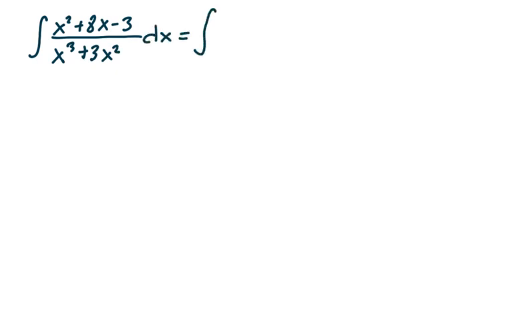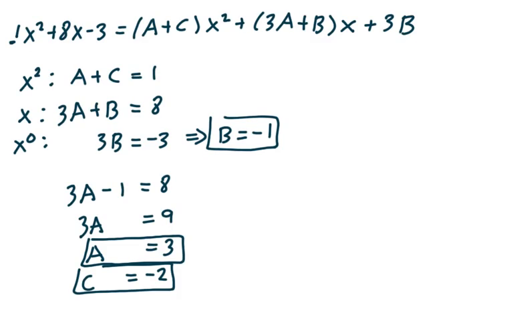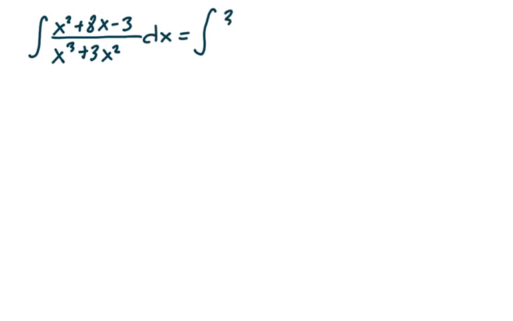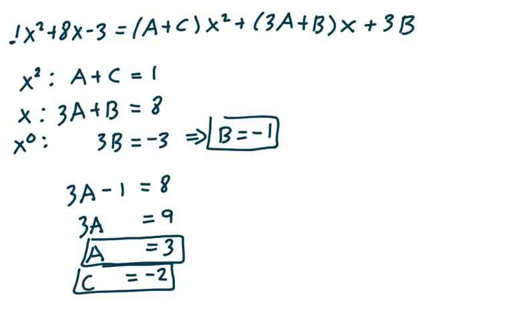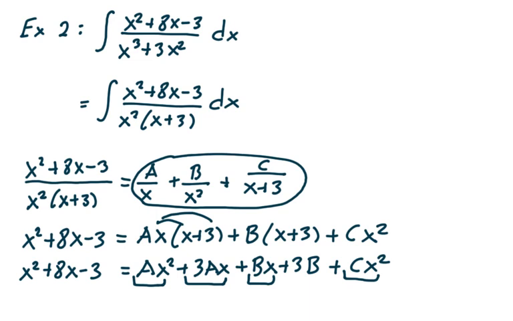So the integral of x squared plus 8x minus 3 divided by, and then in the denominator we have x cubed plus 3x squared dx. So this is the integral of A, which is 3. So it's 3 over x minus. And then remember, B is negative 1. And so it's minus 1 over x squared.